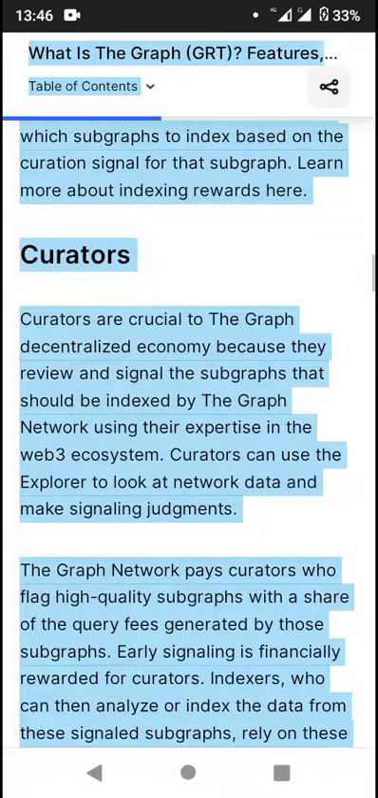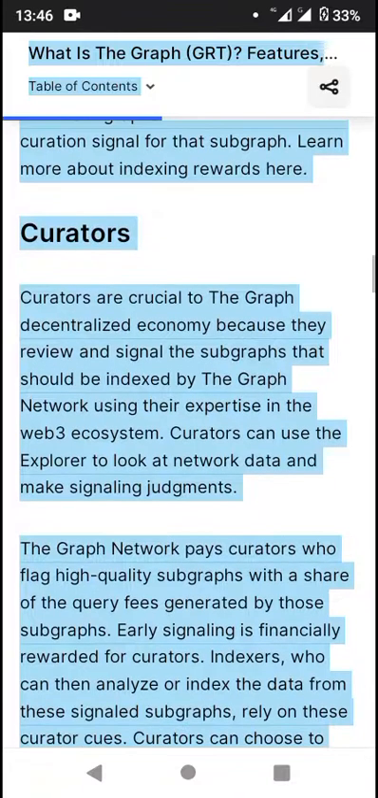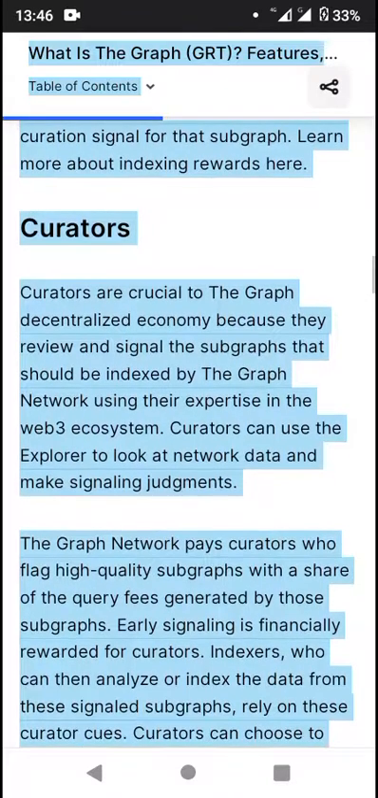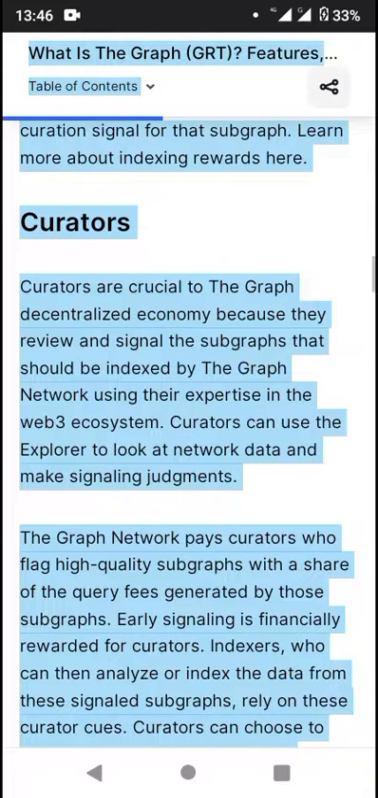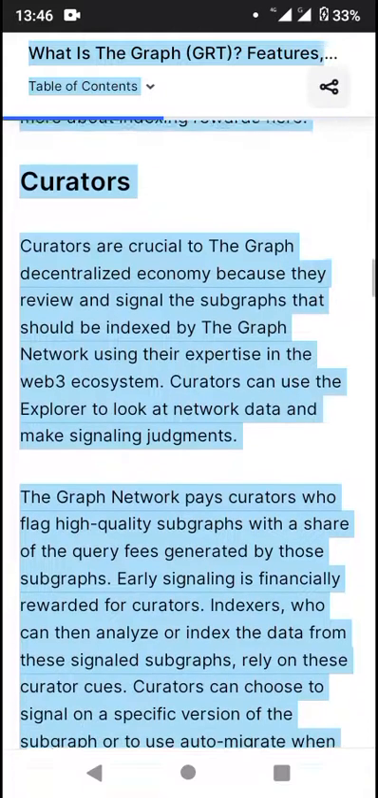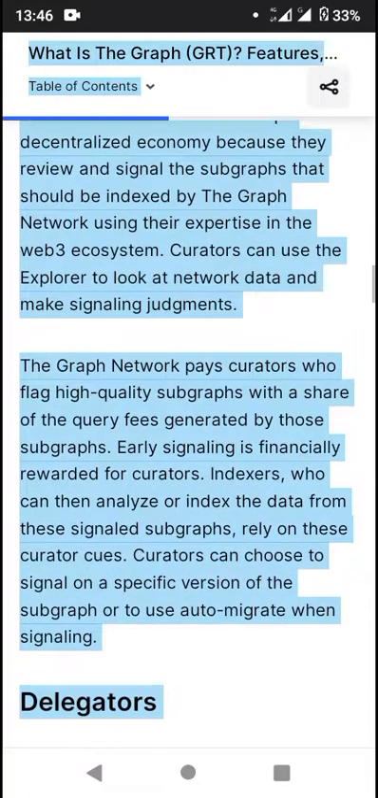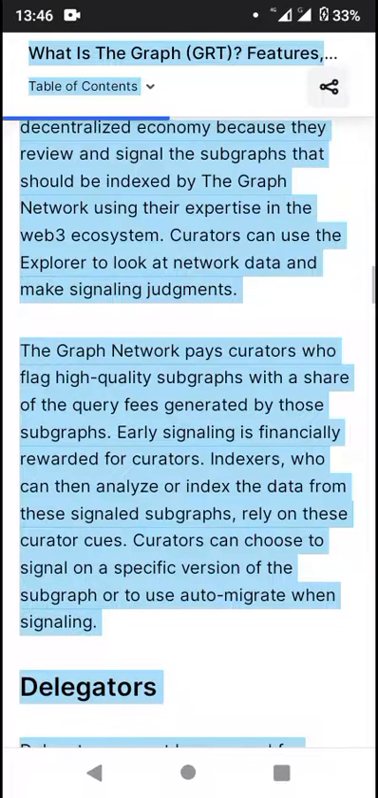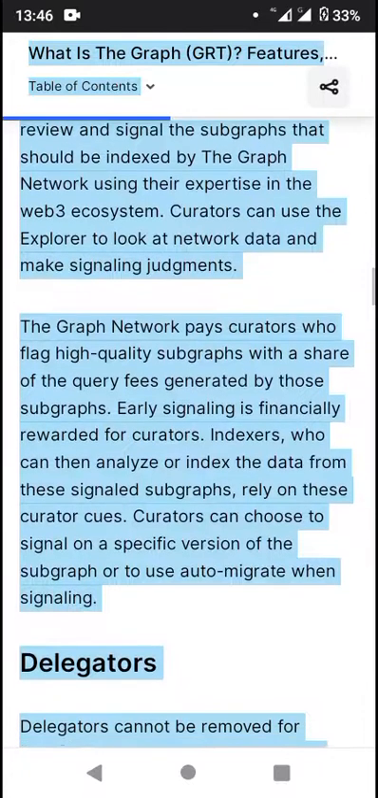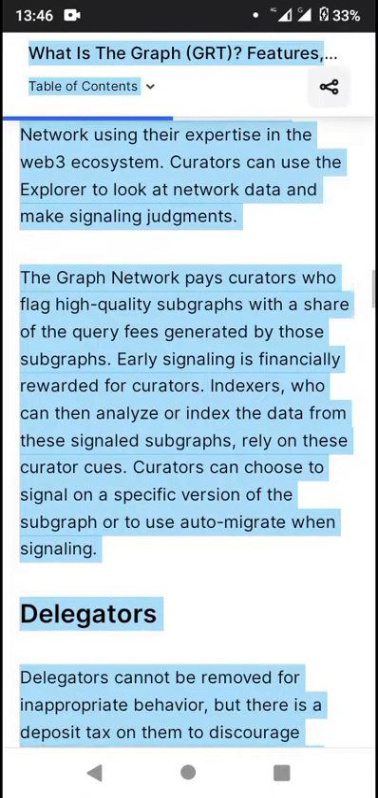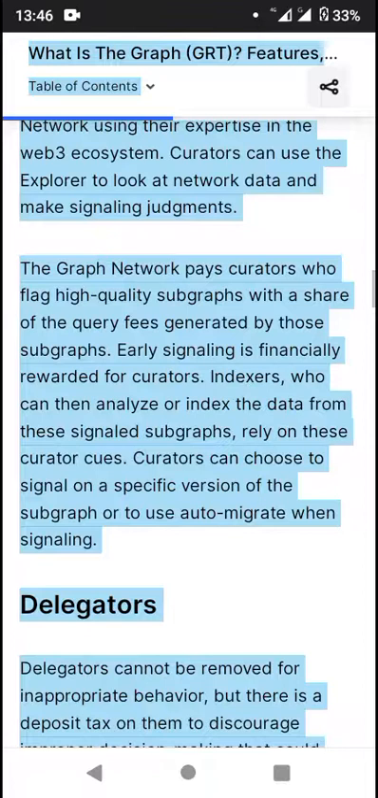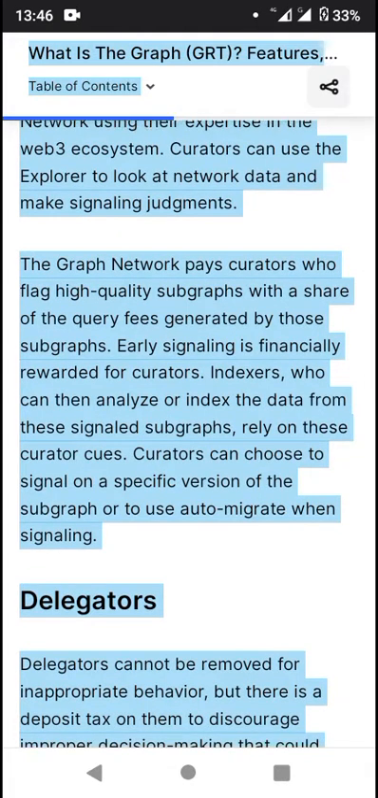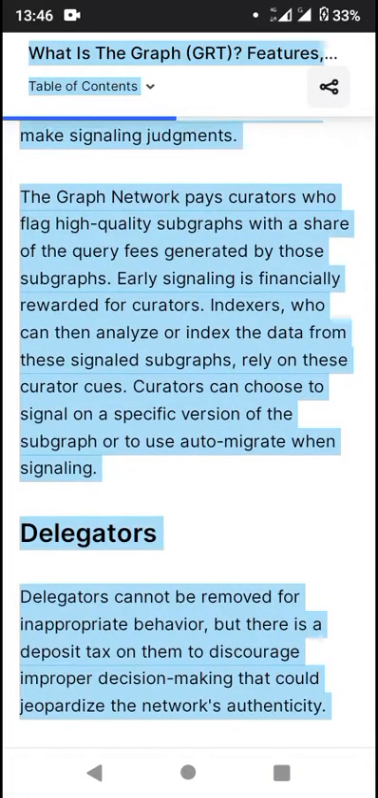So curators are crucial to the graph decentralized economy because they review and signal the subgraphs that should be indexed by the graph network using their expertise in the Web3 ecosystem. So curators can use Explorer to look at network data and make signaling judgments. The graph network pays curators who flag high quality subgraphs with a share of the query fees generated by those subgraphs. Early signaling is financially rewarded for curators.